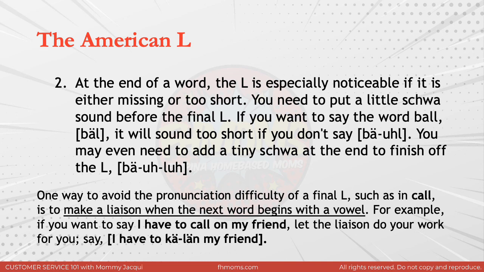One way to avoid the pronunciation difficulty of a final L, such as in call, is to make a liaison when the next word begins with a vowel. For example, if you want to say, I have to call on my friend, let the liaison do your work for you and say, I have to call on my friend. Now, don't worry about liaison because we'll discuss that after these lessons, okay?